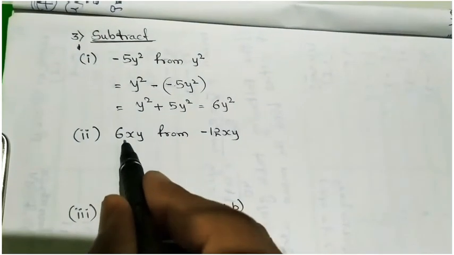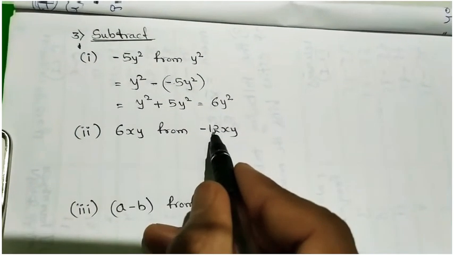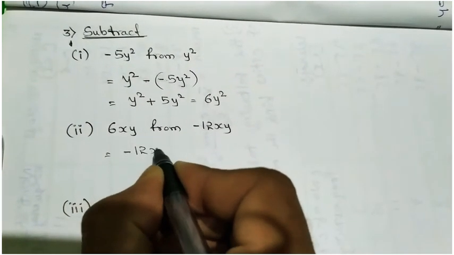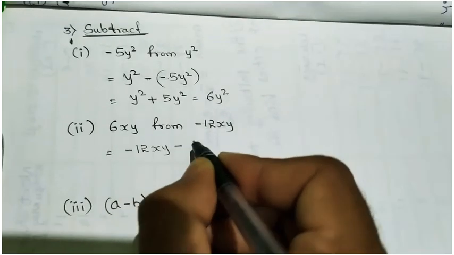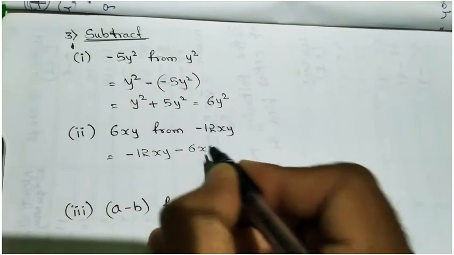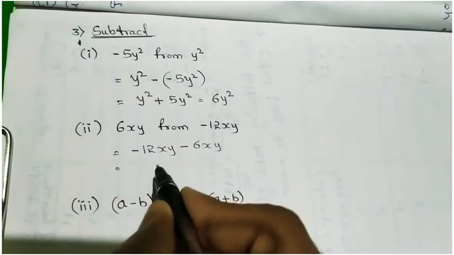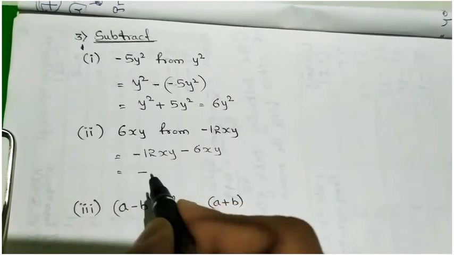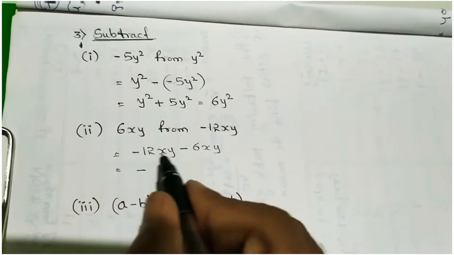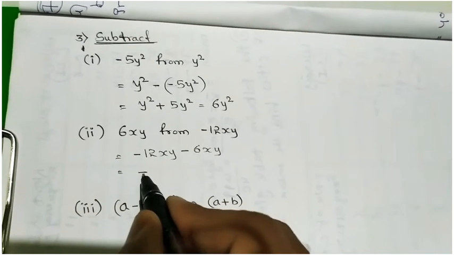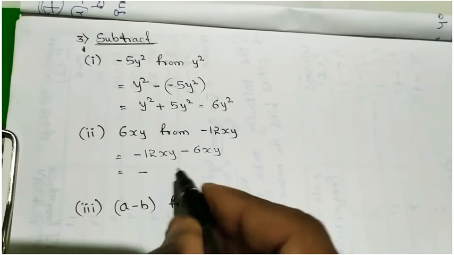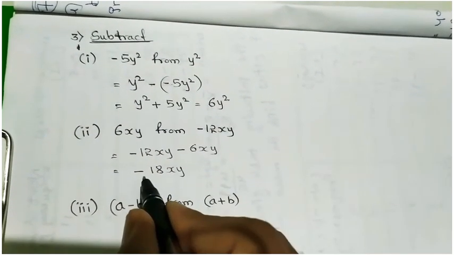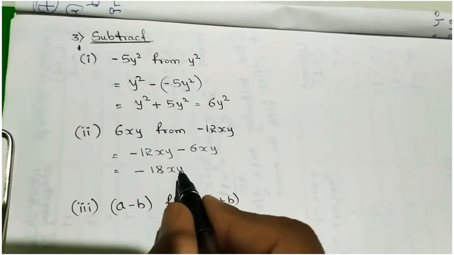Next, 6xy from minus 12xy. First you write the minus 12xy, subtraction minus 6xy. Here the same sign is there, so you will get again minus only. If there is the same sign, you have to add the numbers and put the same sign. So 12 plus 6 will be 18 and xy. So our answer will be minus 18xy.